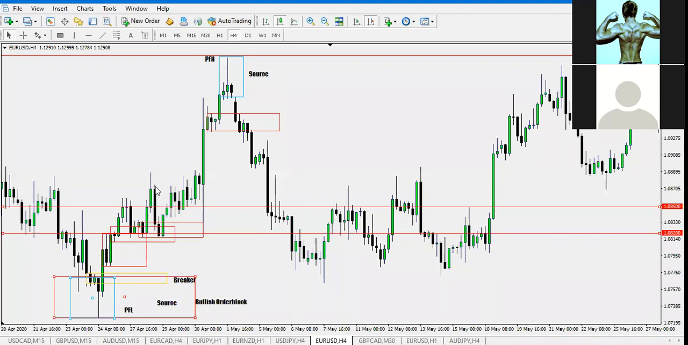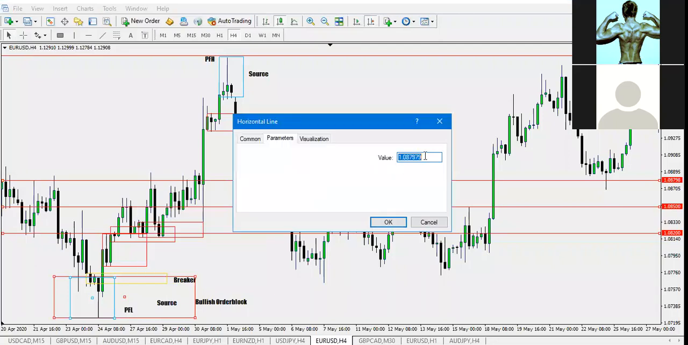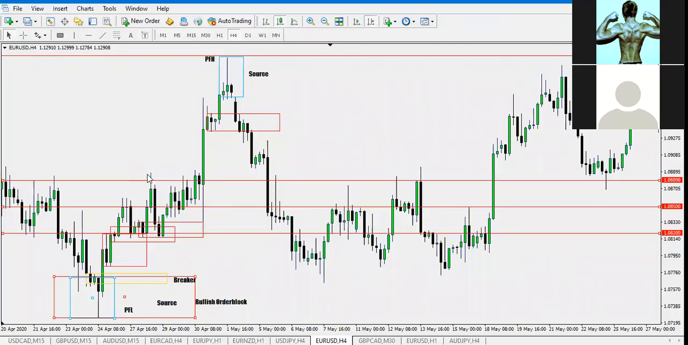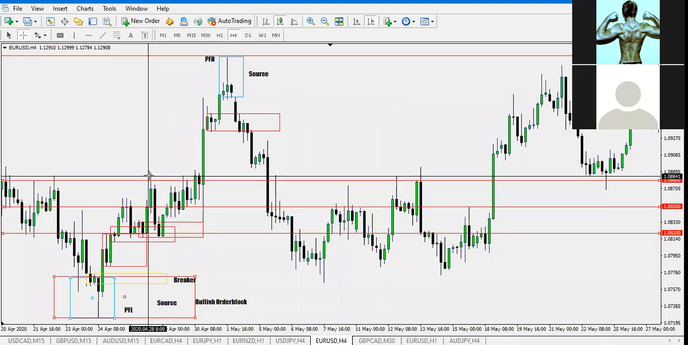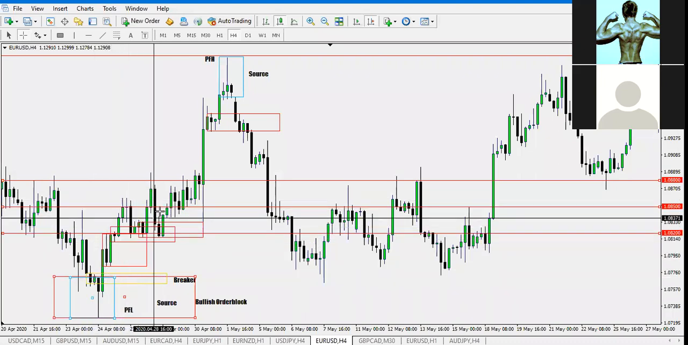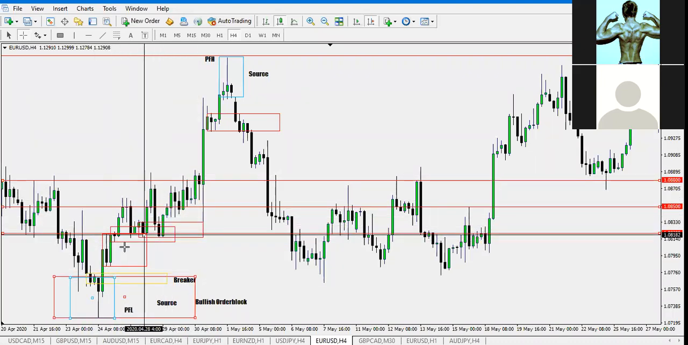Price then rallied up. Where did it rally up into? And we can see that that is another institutional price level right over here. So that is our institutional price level. Price rejected down. And you can see that although this order block here was formed a bearish order block, we are following the institutional order flow because it is bullish.